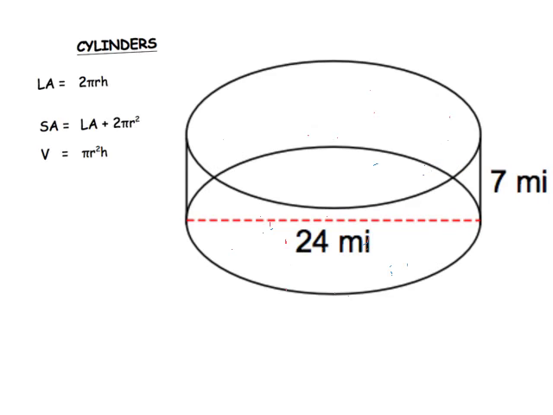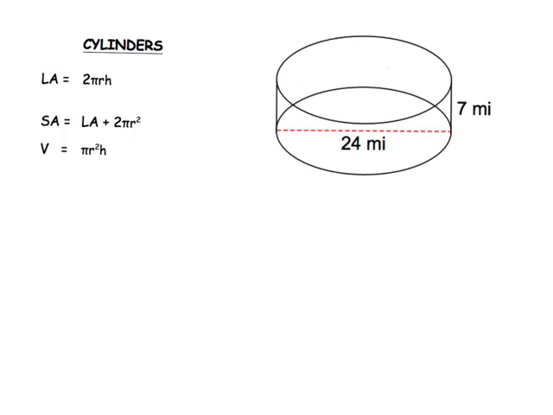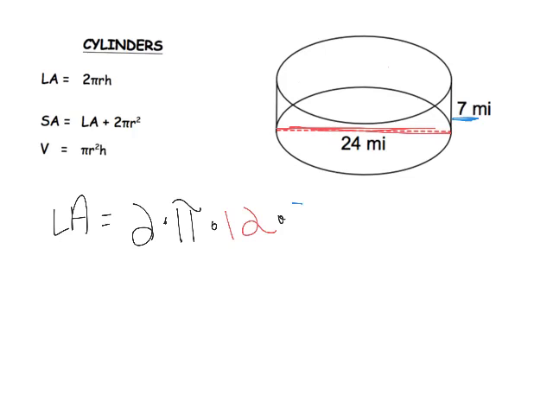So those formulas are nice and easy to use. You just have to pay attention to what they're asking for. Use pi when you're going for your calculators. And here we go. Ready? Lateral area is first. Remember, area of the side. So lateral area is just going to be 2 times pi times our radius. Well, the entire thing is 24, right? That's the diameter. Half of the diameter is 12. And then you're going to multiply it by the height of this cylinder, which is 7 miles.